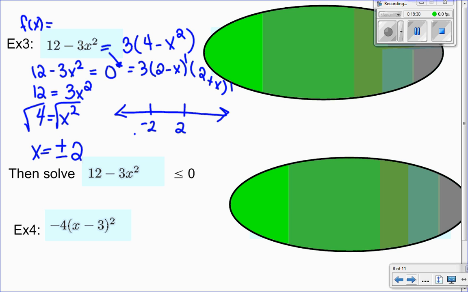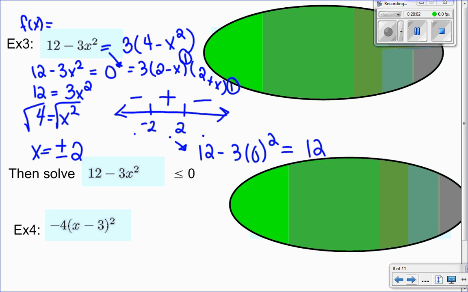So you could choose a number 3 times. But because we can see that these are actually odd powers, and we know that it'll alternate, we can simply choose 0, which is between negative 2 and 2. So if we do 12 minus 3 times 0 squared, we get 12 minus 0, which is a positive value. And again, because they're odd powers, they're going to alternate.